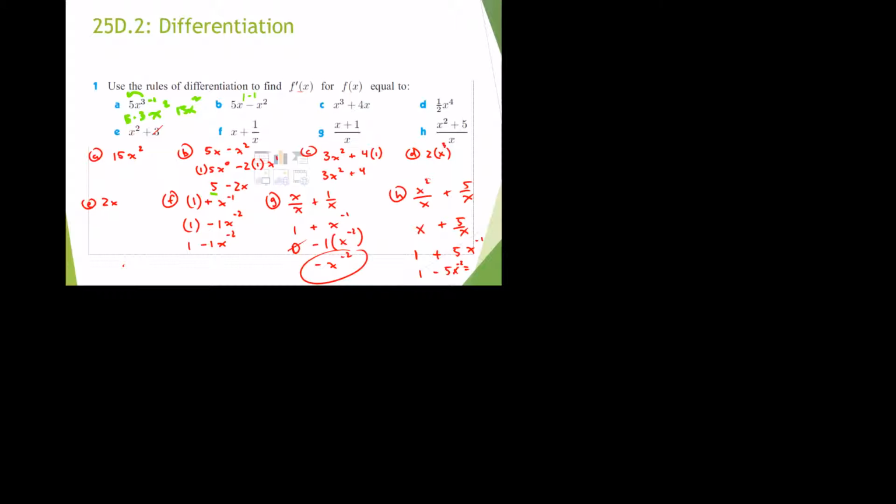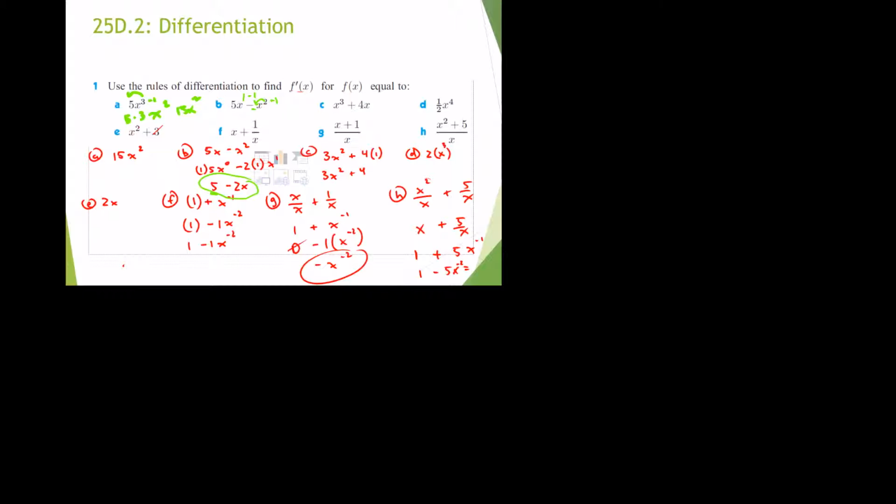Here we're going to do the same process, so let's bring this 2 down here. 2 times this negative 1 gives us a negative 2, and this 2 exponent drops down to 1. So we end up with 5 minus 2x as our derivative.